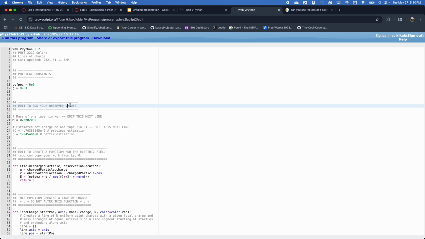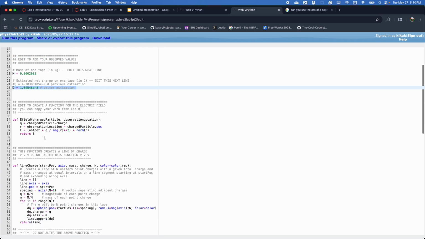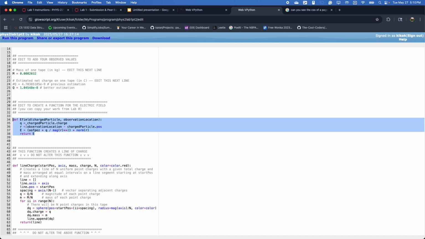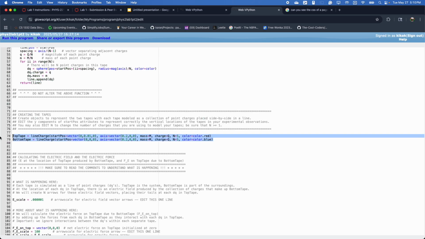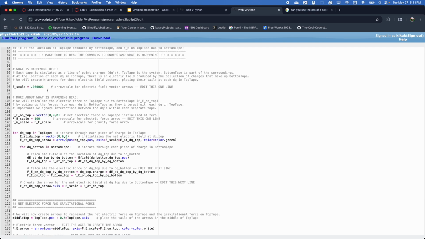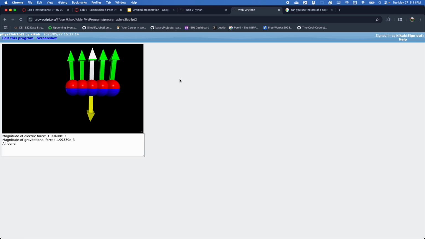Here is my code for part 2, where I plug in the mass and I plug in a charge estimation. Here is my E-field function from the previous coding part. As you can see here, I changed the position vectors to represent what the vectors look like in real life. I also kept n equal to 5 to represent 5 charges along the top and bottom tape. I set the scales appropriately. When you run the program, you get something like this.